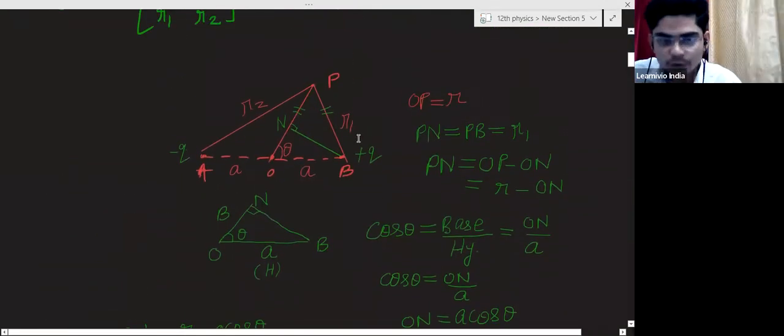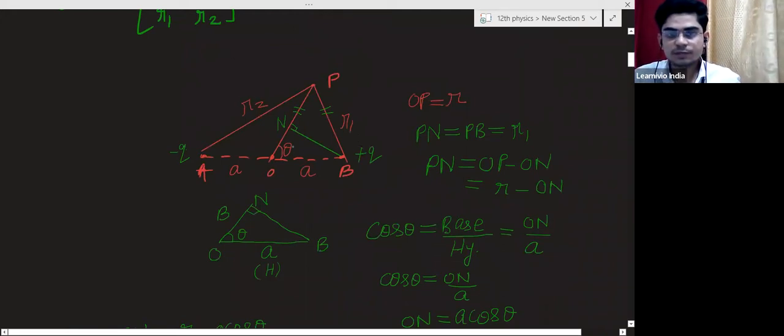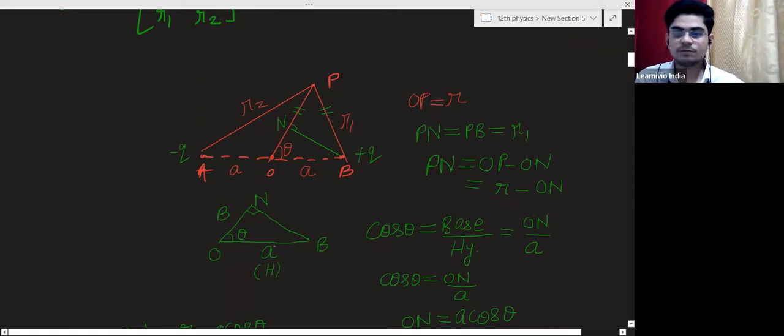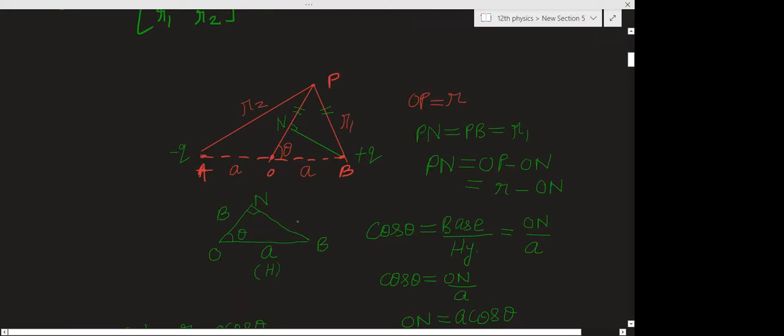So now we will convert this R2 in terms of theta and A and R. For that also we have to do a construction. So I am erasing this triangle. If I erase this triangle, do you have any problem, guys? No, sir. Have you noted it? Yes, sir. And one thing more, this is a right angle triangle.